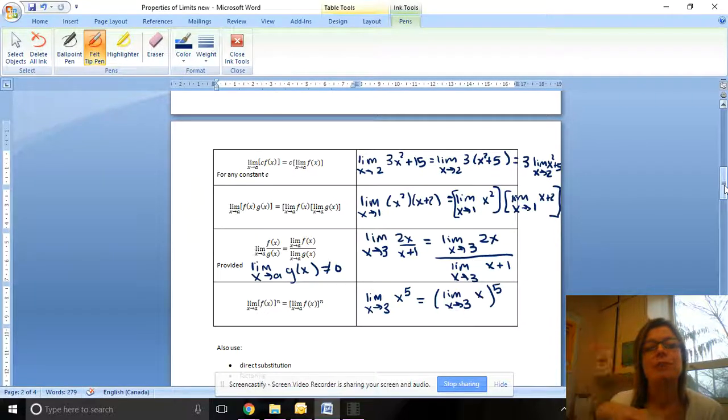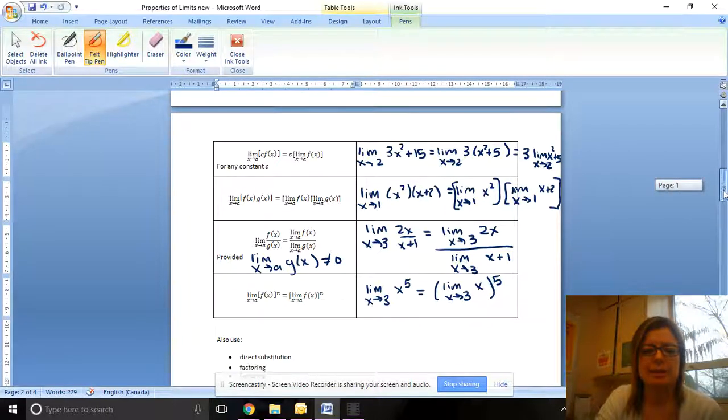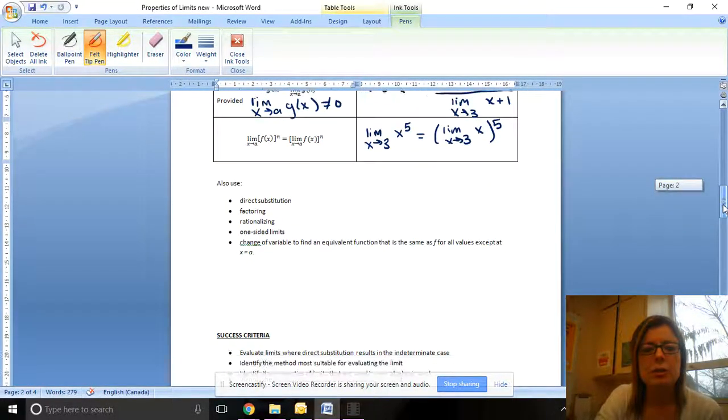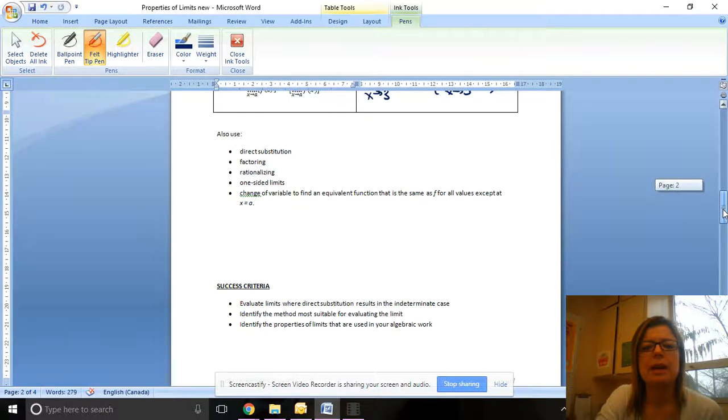Okay, so now we're going to be taking these properties and then using a bunch of different strategies to actually find limits. So we'll be using direct substitution, which is plug and chug, factoring, rationalizing, one-sided limits, and then changing a variable. I will do that in the next video.